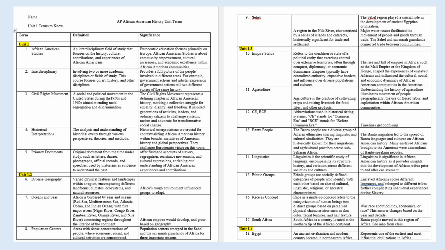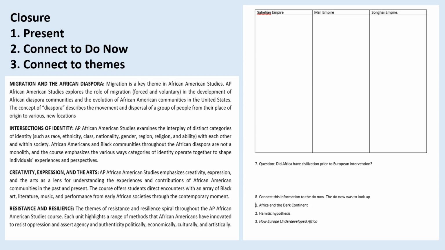These are the terms you have to have an understanding of for the course for this particular unit, which addresses some of these particular points. We talked about the geography, the oceans and seas, population centers, and some of the empires that were discussed. And this is the closure section.